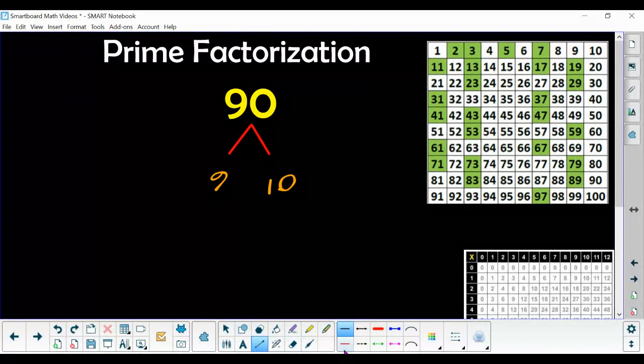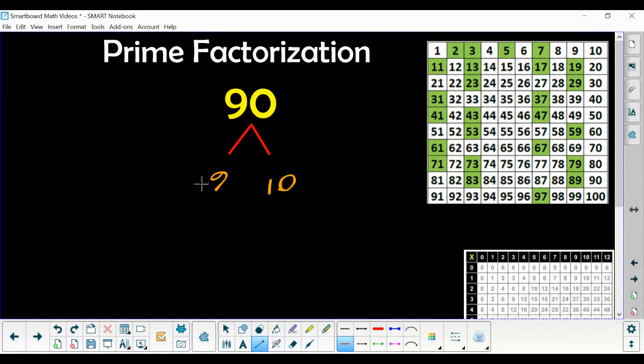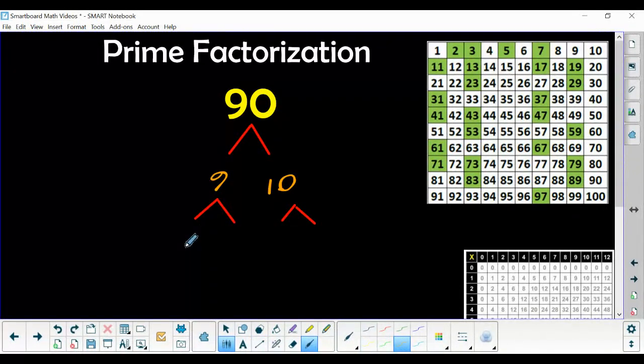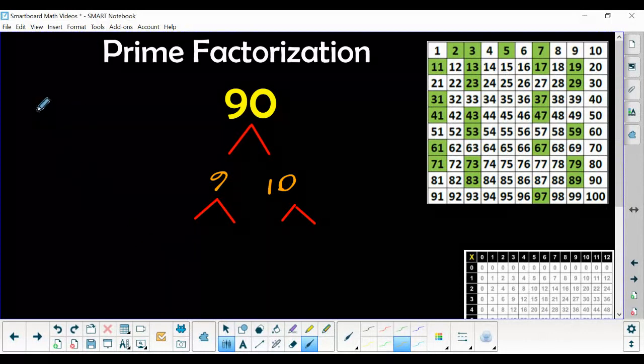The tree does not stop growing or branching out until you only have prime numbers left. 9 is not a prime number, so it gets two branches. Same thing with 10. It is also not prime. It's composite, so it also gets two branches. For 9, I do the same thing I did for 90: think of two factors that give me 9. The factors for 9 would be 3 times 3, and the only other factors would be 1 times 9.